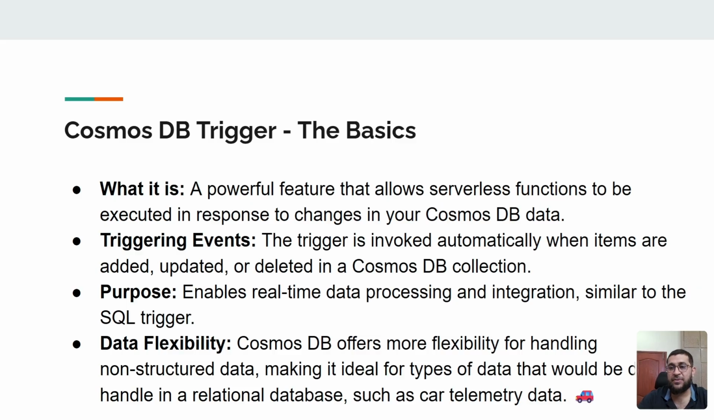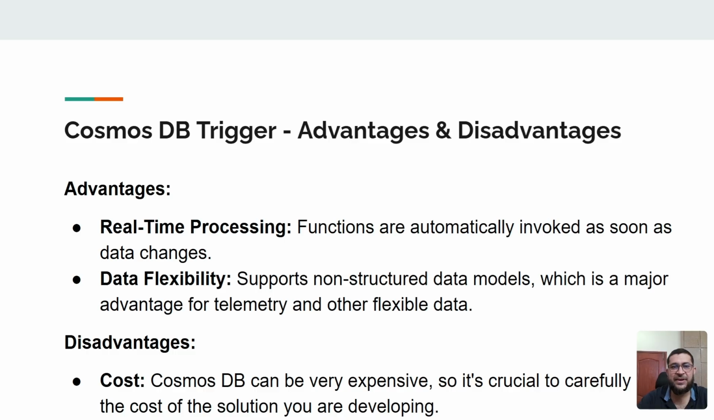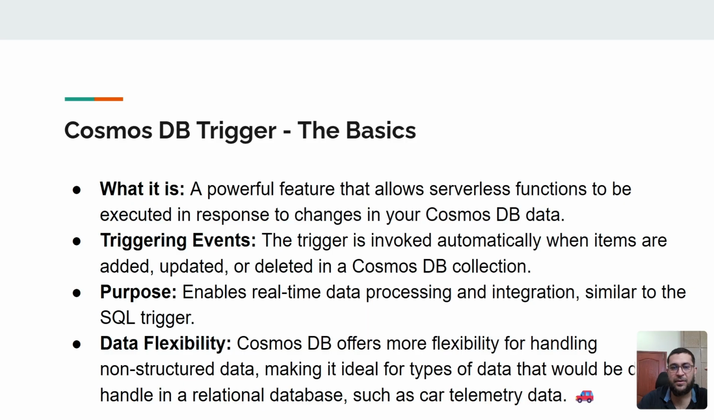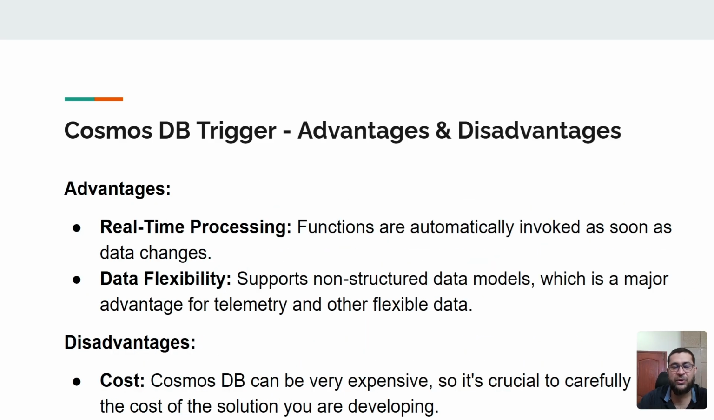Cosmos DB offers more flexibility for handling non-structured data. So the SQL trigger is used for relational data, and this one is for non-structured data, making it ideal for types of data that would be difficult to handle in a relational database, such as car telemetry data. So these are some advantages: real-time processing and data flexibility. For non-structured data we can use this, so it will be a flexible option. One of the disadvantages is that it's very expensive, so it's crucial to carefully consider the cost of the solution when you are developing.